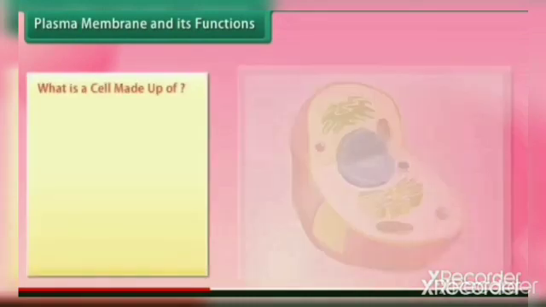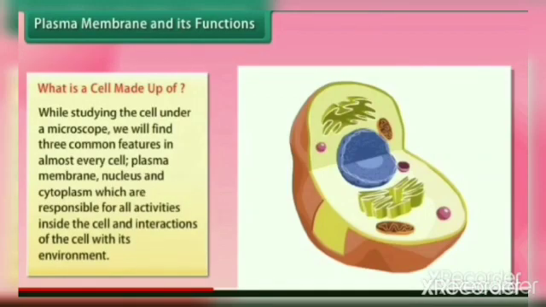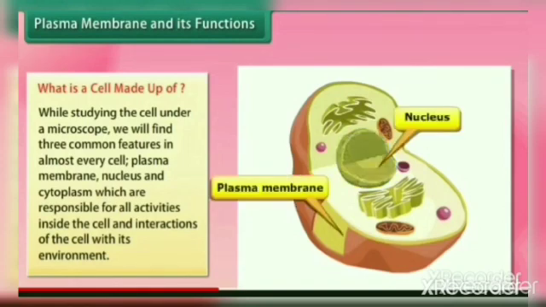Now, plasma membrane and its functions. What is the cell made up of? While studying the cell under a microscope, we find three common features in almost every cell: plasma membrane, nucleus, and cytoplasm, which are responsible for the activity inside the cell and the interaction of the cell with its environment.